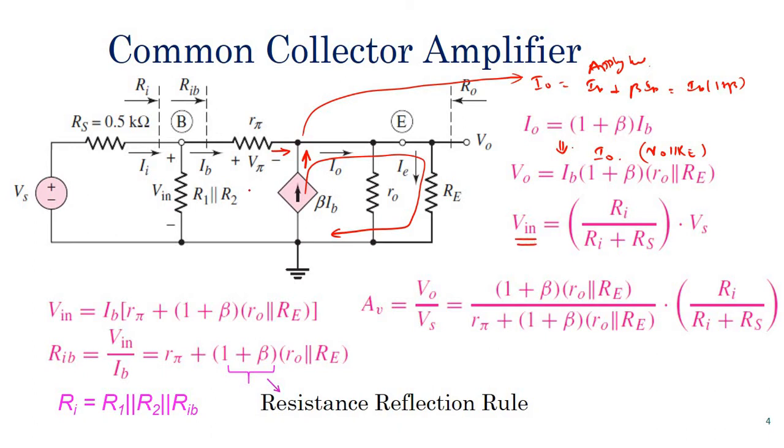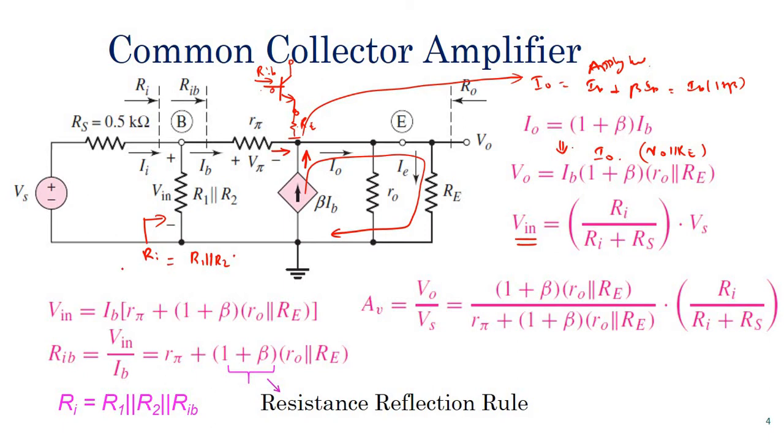What is Vin? Vin is the voltage across R1 parallel R2. This is the input impedance. If you consider the input impedance, it will be R1 parallel R2. Again we have R pi. If you take this transistor and measure the resistance at the base, it is nothing but Rib. Between base and emitter we have R pi, and we have RE, and the base and emitter currents differ by a factor of 1 plus beta.